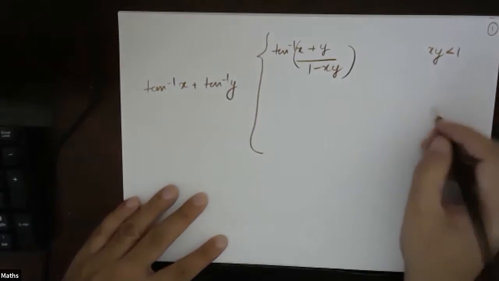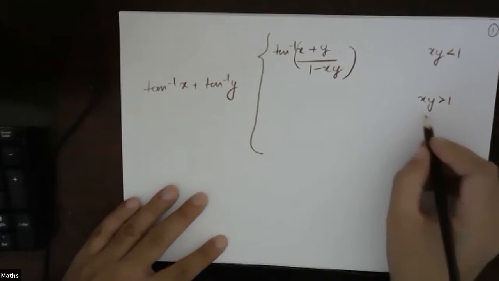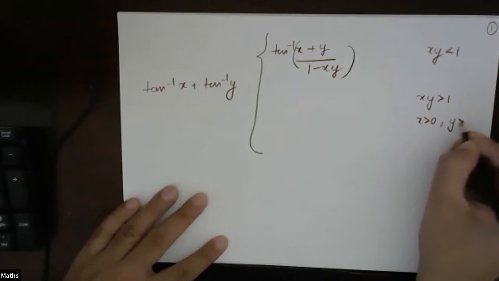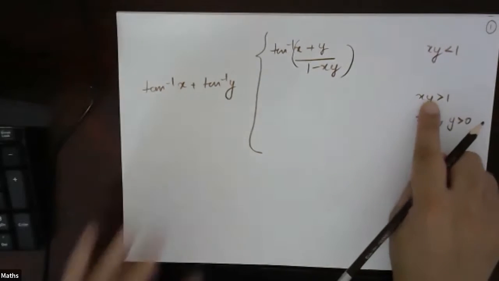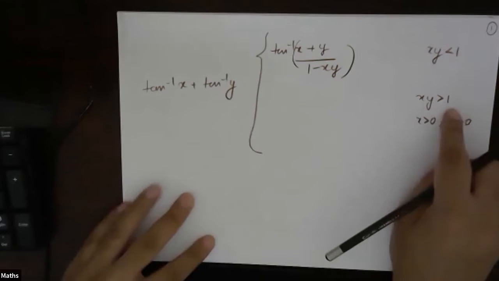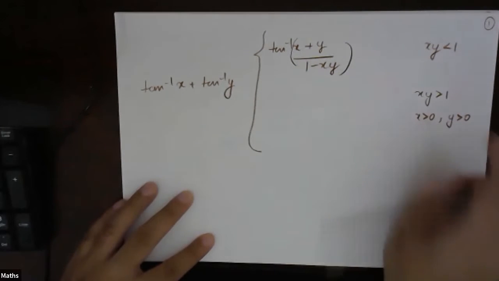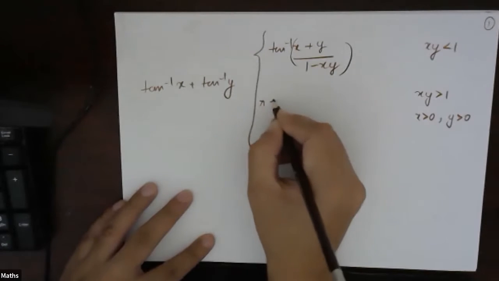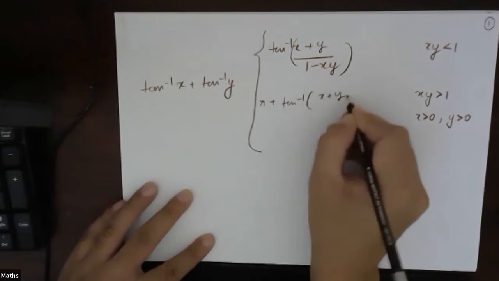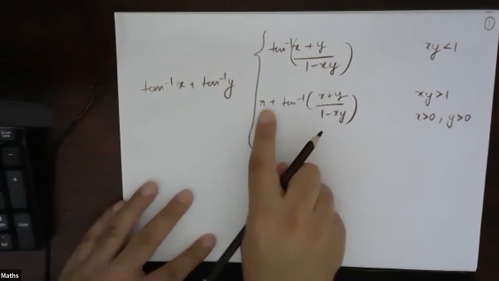Okay, if xy is greater than 1 and both are greater than 0, that means x is greater than 0 and y is greater than 0, right? Because if xy multiplied is greater than 1, then both can be either negative or both can be positive. So this is the case when both are positive. So this will be pi plus tan inverse x plus y upon 1 minus xy. This part will remain same. We just add pi.